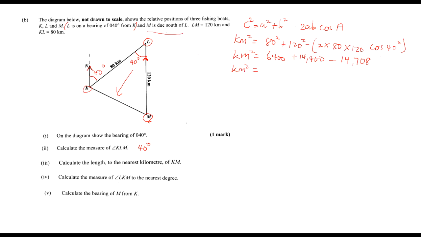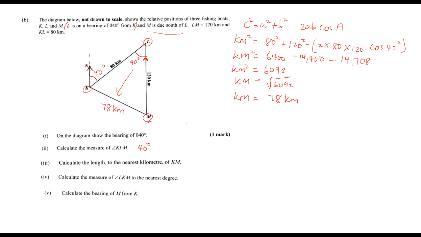Therefore KM squared is equal to, right, so let's work this out. So this is 6,400 plus 14,400 minus 14,708, and that gives me 6,092. Therefore KM is equal to the square root of 6,092. So therefore KM is equal to 78. Because I wanted it to the nearest kilometer, so we'll put this as 78 kilometers. So this is 78 km.